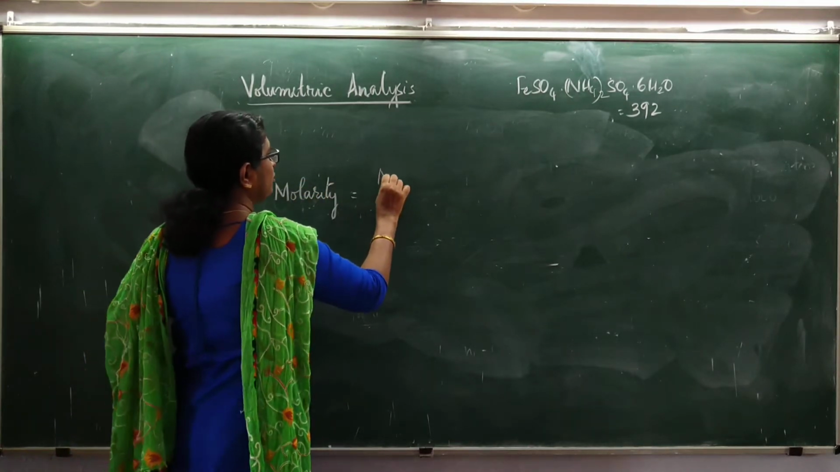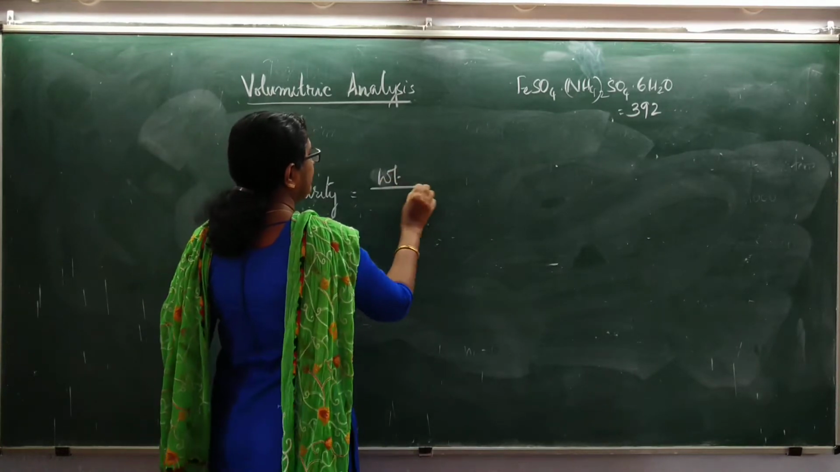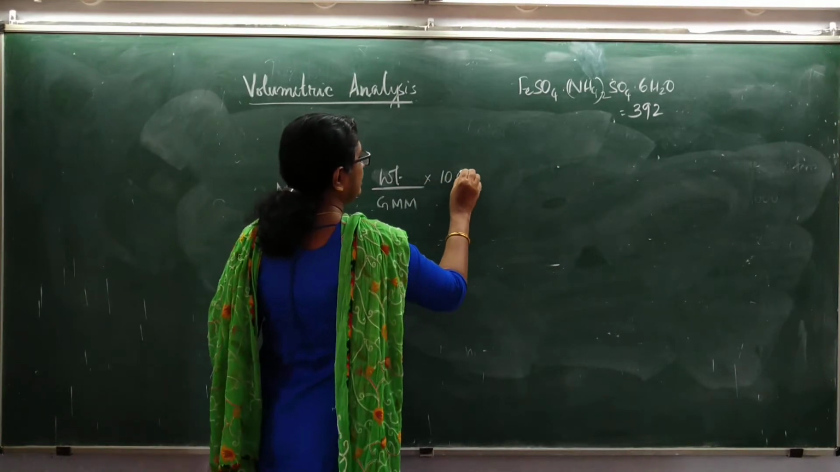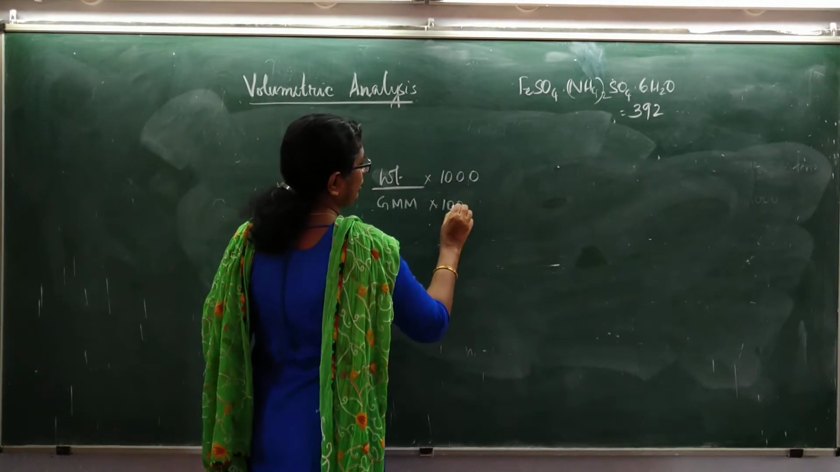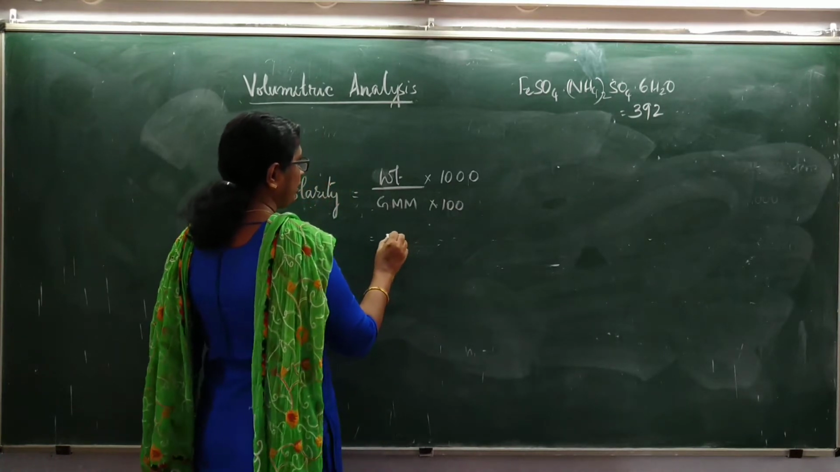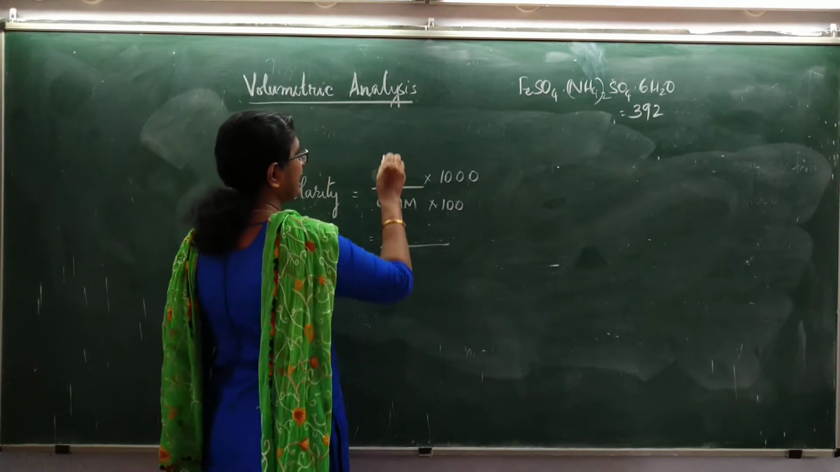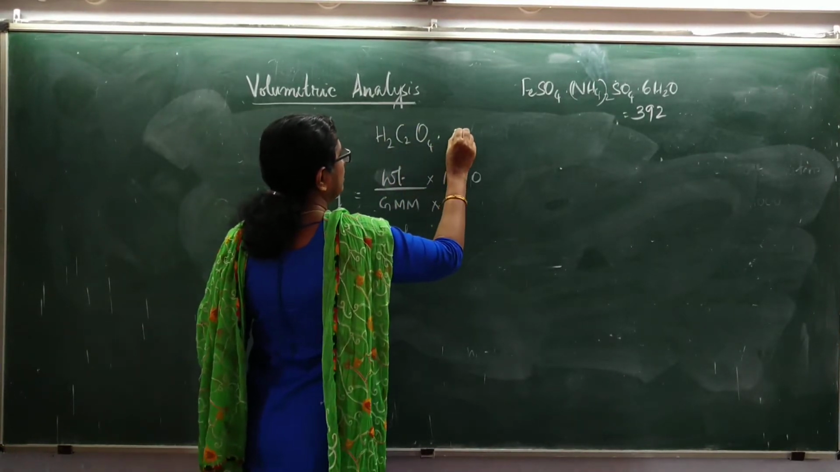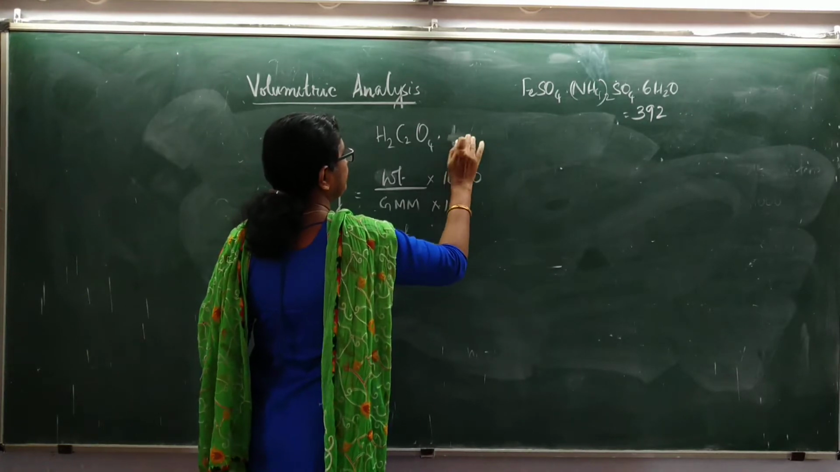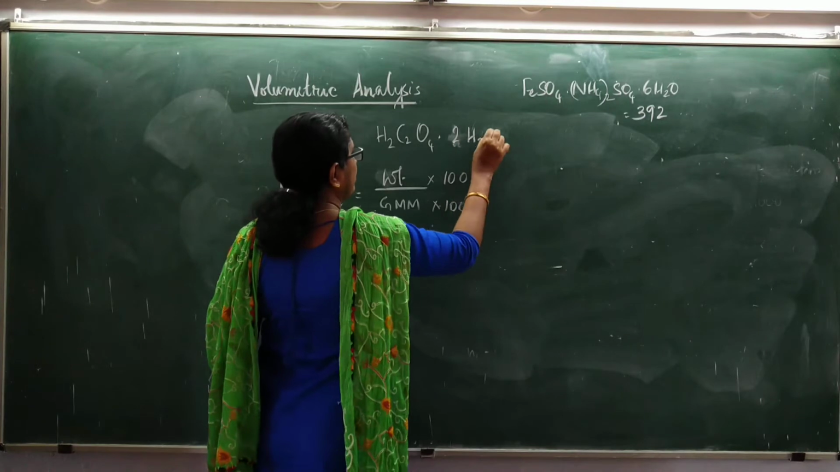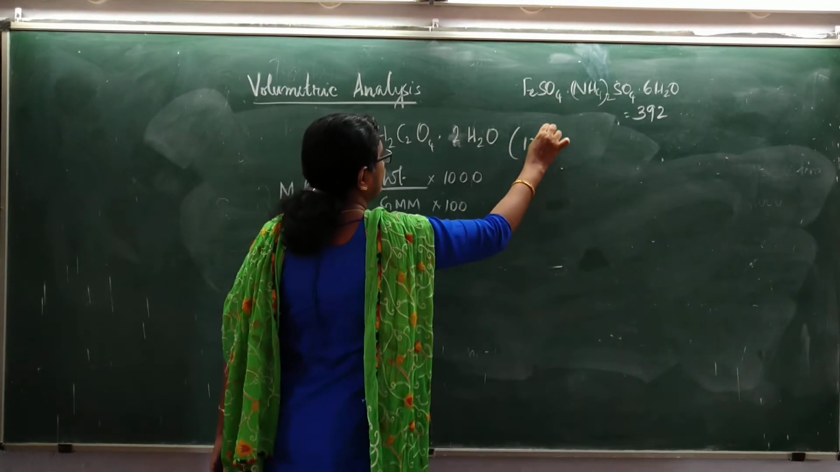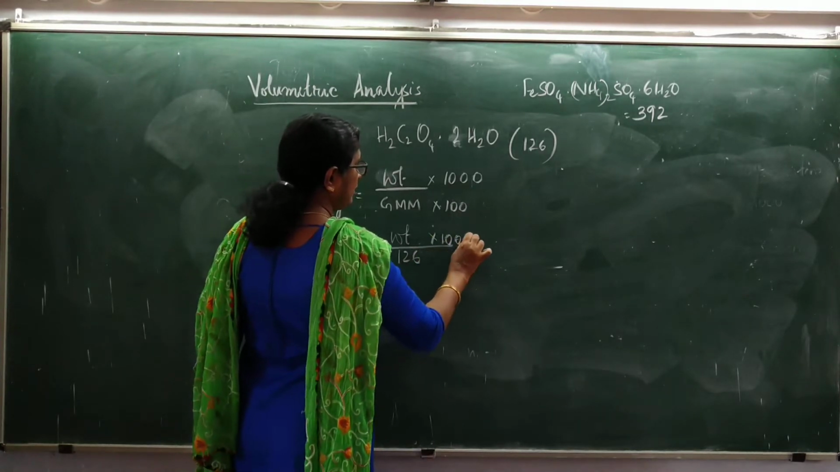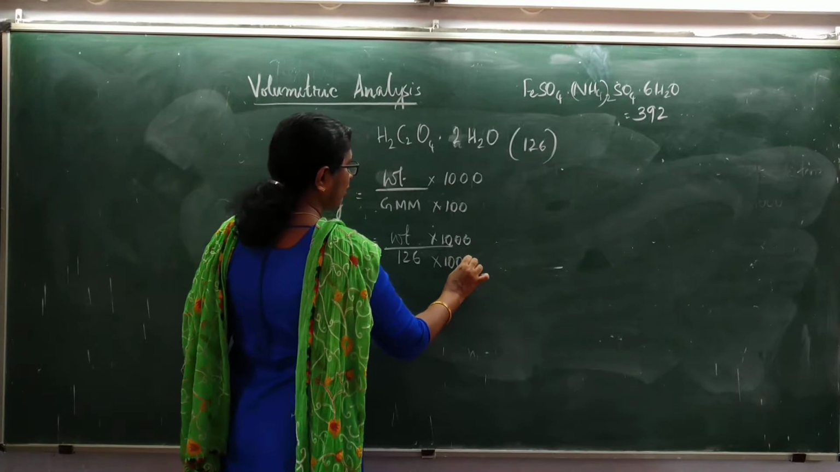to number of moles of solute, that is weight by gram molecular mass, molar mass, into 1000 by 100 ml solution we are making. So it is equal to weight by molar mass of oxalic acid. Oxalic acid is H2C2O4.2H2O. Its molar mass is 126. So instead of that you can write 126 here into 1000 by 100.